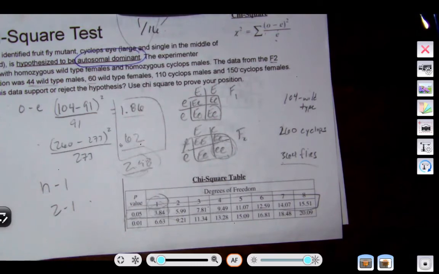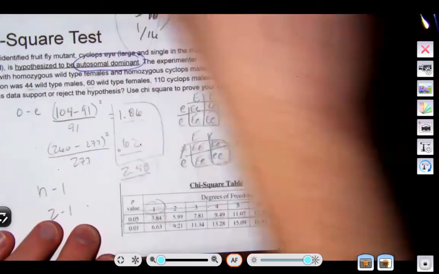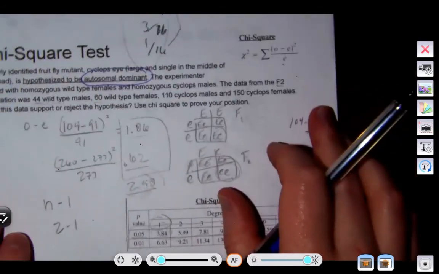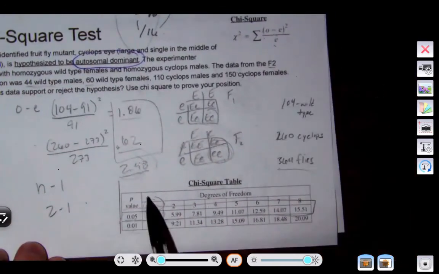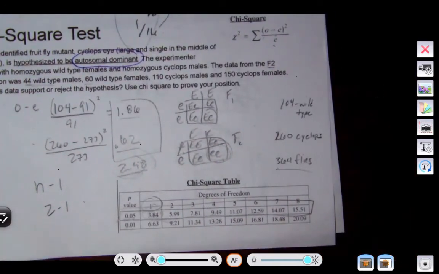Okay, I know it's a little confusing. Chi-squareds aren't too bad. You just have to remember that you're trying to get less than this number to accept your hypothesis. And if you get a number higher than this, it tells you something else is going on, okay? And yes, they do show up on the test sometimes.